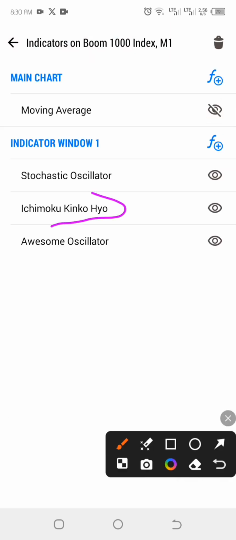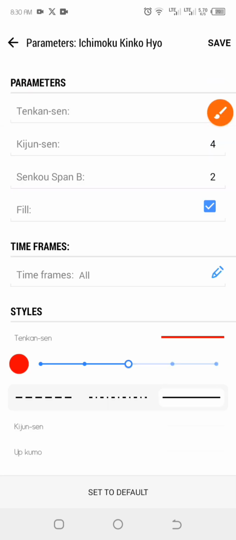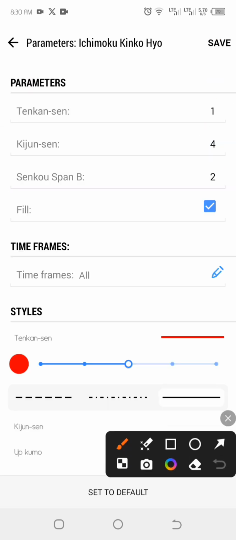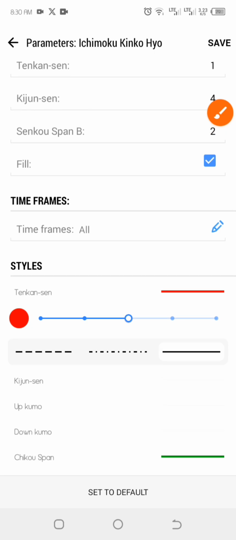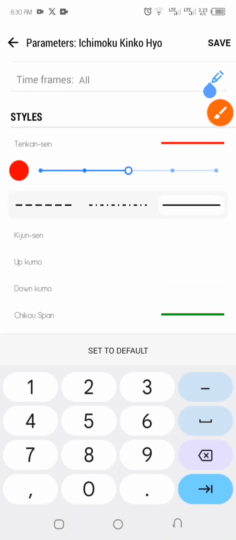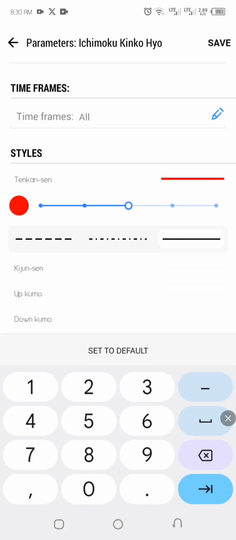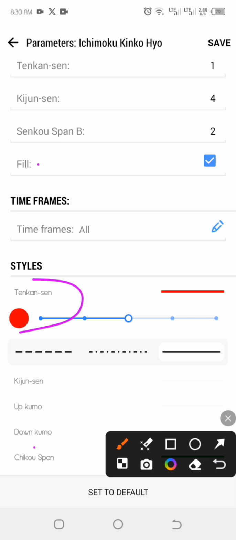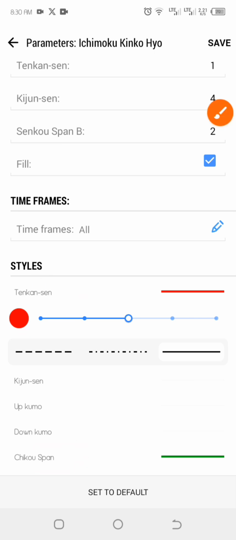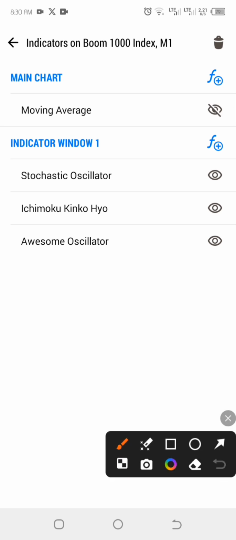So how do we add this up? We click on this indicator window F icon. We search for Ichimoku and click on it. Now for the Ichimoku, the Tenkan is 1, the Kijun is 4, the Senkou Span B is 2, applies to price field, and for the color, we need the Tenkan color, the Kijun color and the Span. Then you click on save. Okay, now go back after you click on save, and then you have your Ichimoku in the chart.